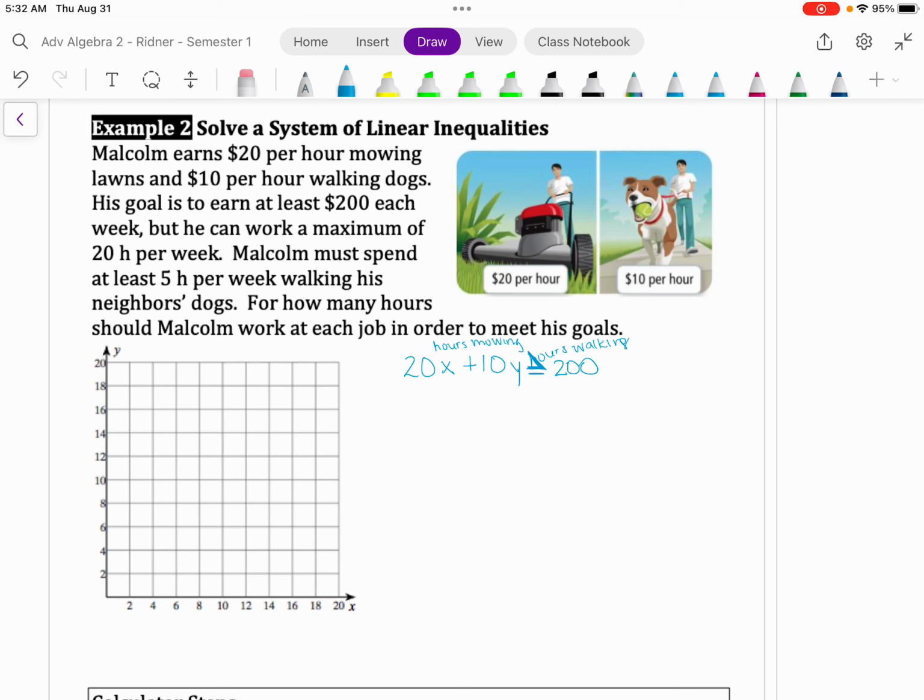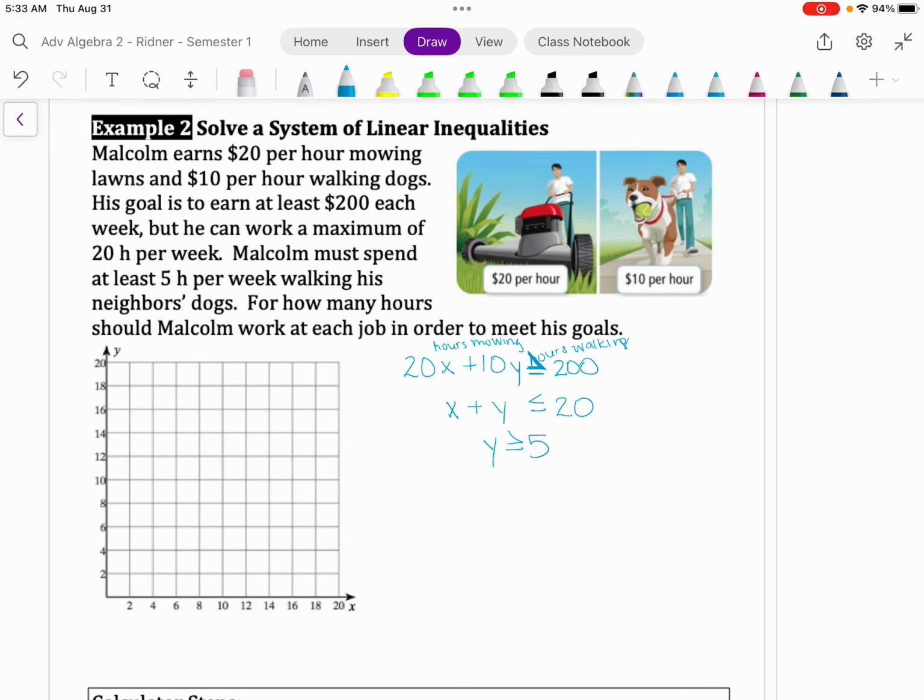And let's see. Next it says he can only work a maximum of 20 hours per week. So however many hours he works doing both things cannot exceed 20 hours a week. So less than or equal to 20. And then it said Malcolm must spend at least 5 hours walking his neighbor's dog. So the dog was Y, and it has to be more than or equal to 5 hours. For how many hours should Malcolm work at each job in order to meet his goals?